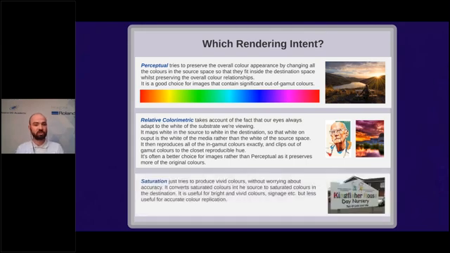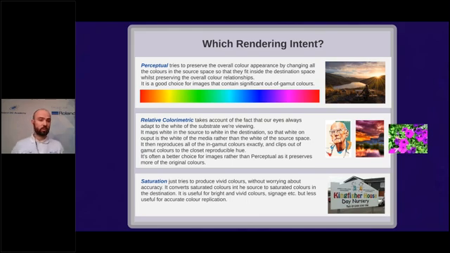Then we have saturation, which tries to just produce vivid colors without worrying about the accuracy so much. So it converts saturated colors in the source to saturated colors in the destination, and it uses bright and vivid colors, signage, etc., but is less useful for accurate color replication.